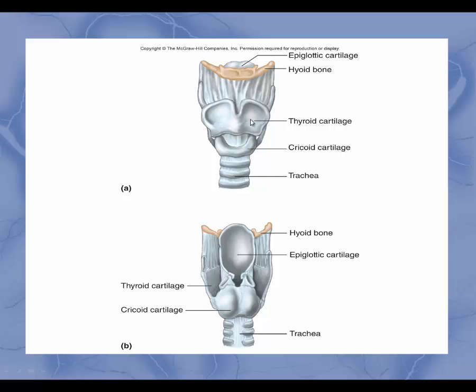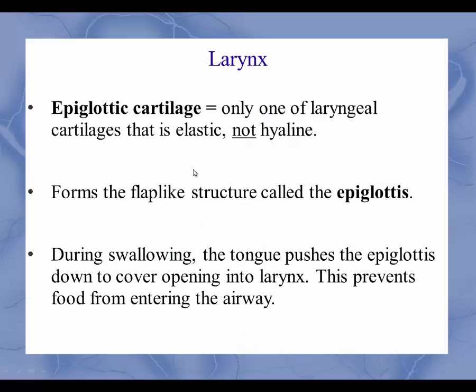Almost looks like a shield, almost kind of jutting out here. And it's the posterior view here. Alright, one other type of cartilage that we'll mention, the epiglottic cartilage. This is the only one of the cartilages found here in the larynx that is elastic cartilage, not hyaline cartilage. So epiglottic is the only one that's elastic.